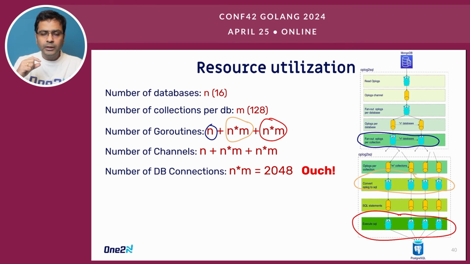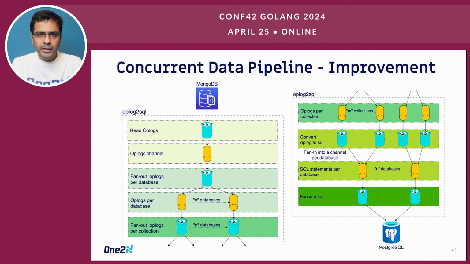Because each goroutine will actually form a connection to Postgres. That's going to be quite some number of connections and it's going to hog the CPU and probably even cause problems with Postgres, right? If we have so many open connections. So while this program is performant, it is overutilizing or overburdening Postgres. What can we do? Can we do better, right?